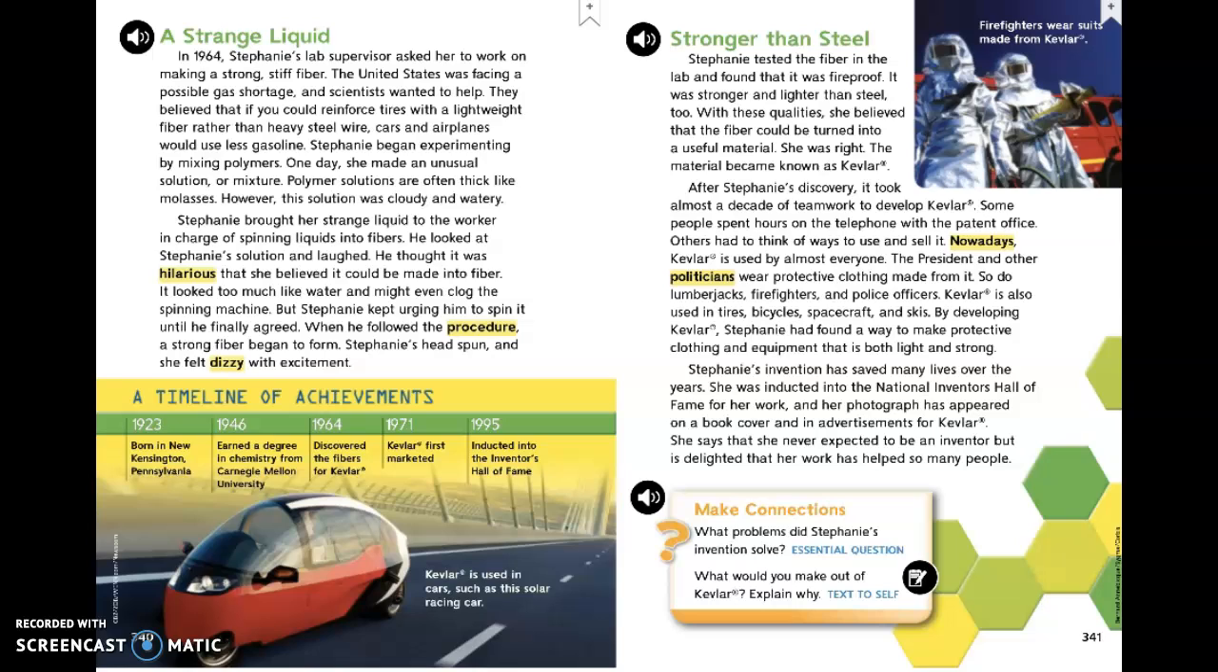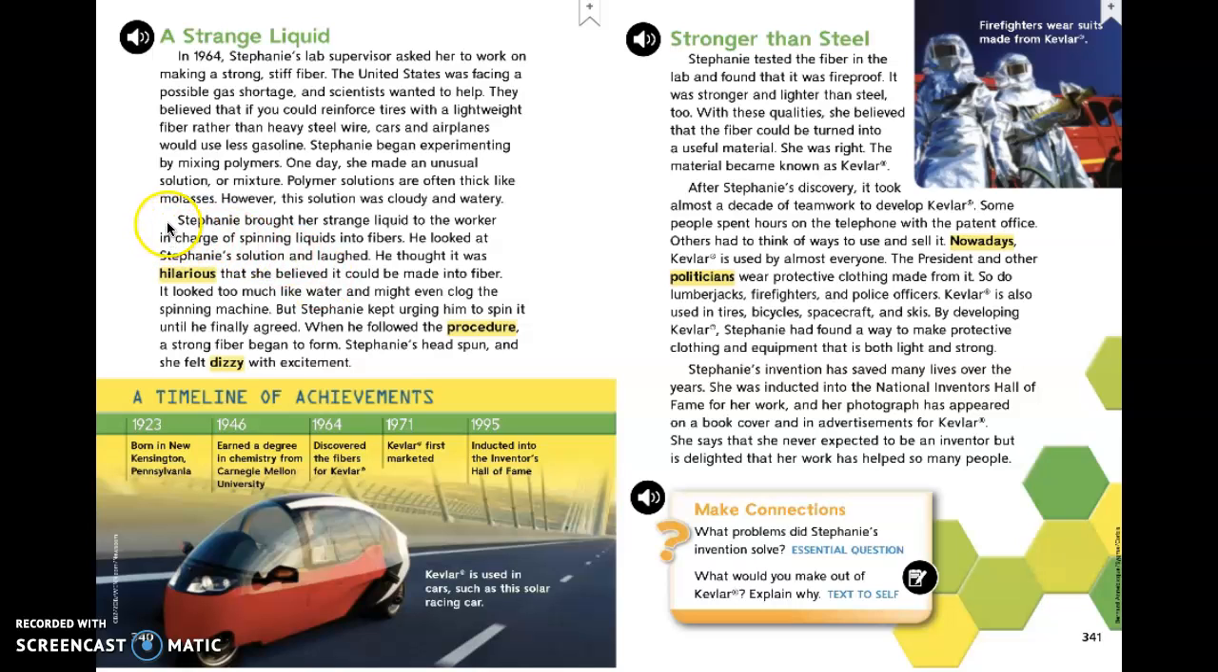All right, boys and girls, here is a strange liquid. I would like you to hit the pause button, reread the section titled Strange Liquid, which is 2 paragraphs, and see if you can find the problem that we're looking for. And remember, the problem was back on our chart and it said a coworker didn't want to spin the solution into fiber. Hit the pause button while you look for that. When you're ready to continue, hit play.